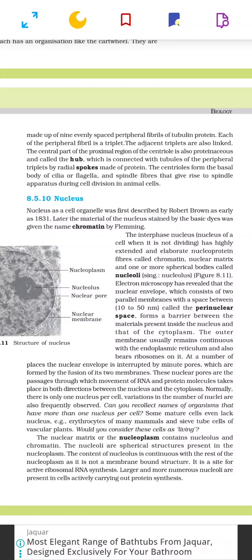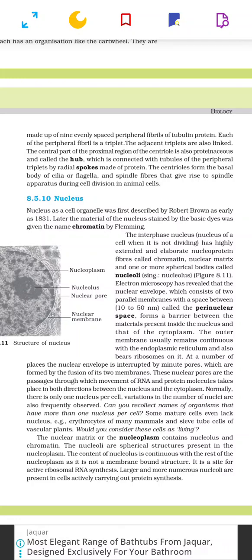Normally, there is only one nucleus per cell. Variations in the number of nuclei are also frequently observed. Can you recollect the name of an organism that has more than one nucleus per cell? For example, in fungi, there is Rhizopus, a fungus, and it has aseptate mycelium, aseptate hyphae. So there is a multinucleated condition which is also known as the coenocytic condition.